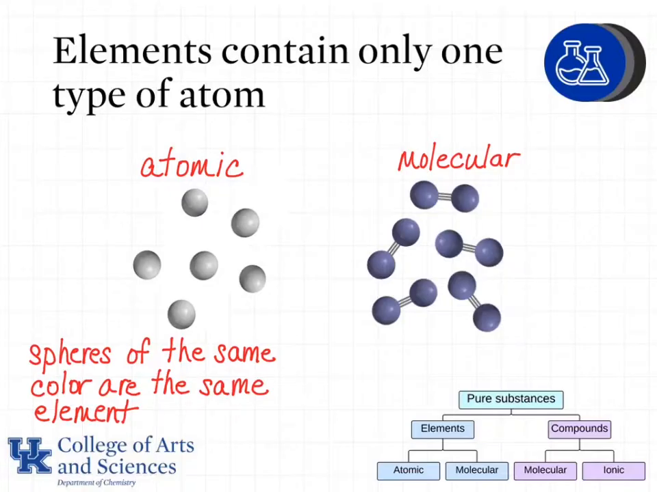For example, nitrogen, which makes up a large portion of the air around us, exists in nature with two nitrogen atoms bonded to each other. We don't find individual nitrogen atoms around us in nature. So some elements exist as molecular elements and other elements exist as atomic elements.